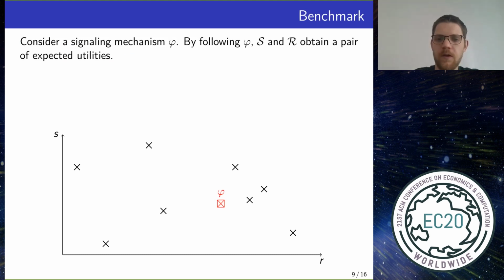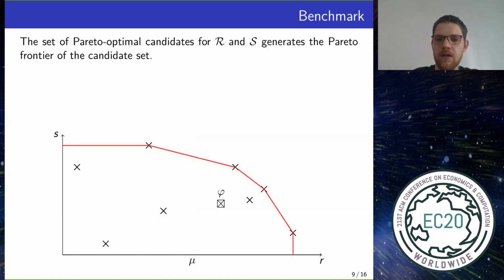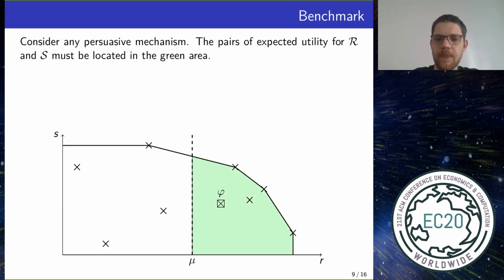Any mechanism will yield an expected utility somewhere in the convex hull of these candidates. As we've seen before, the receiver utility should be above the line going through mu. On the other hand, everything is bounded from above by the Pareto frontier. So we have the following: any persuasive mechanism should be inside the shaded area.